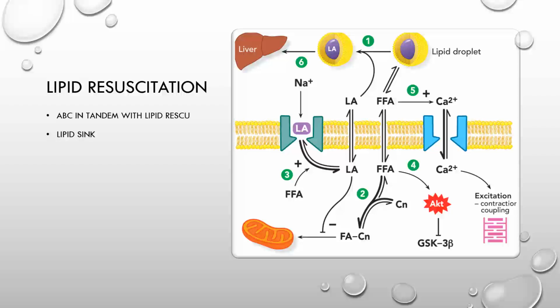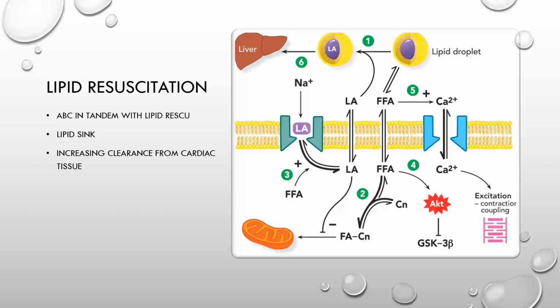So what is a lipid sink? It's the non-specific extraction of local anesthetic from aqueous plasma or cardiac tissue or any other tissue. And it goes down the concentration gradient and into the lipid droplet.